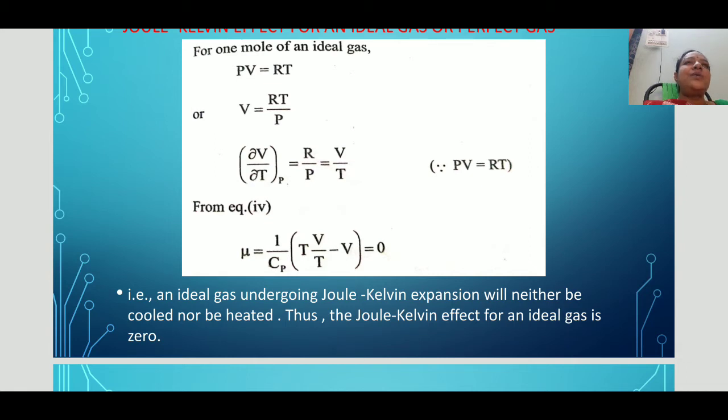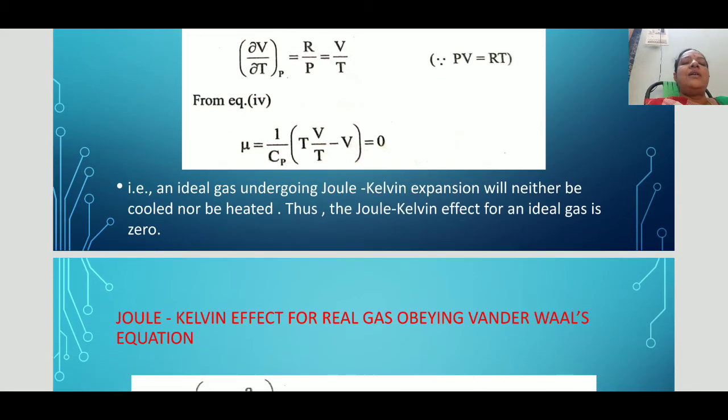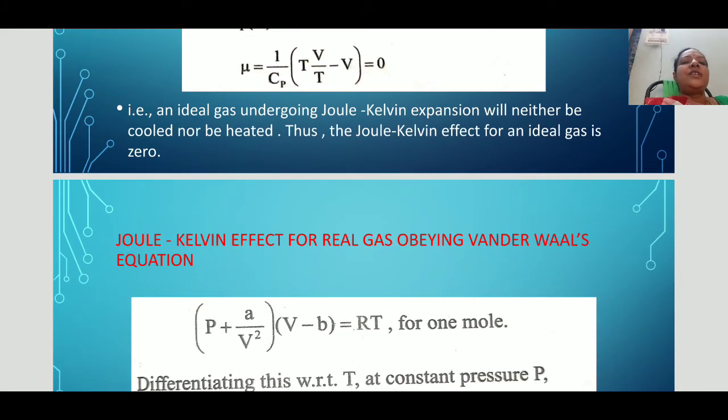When mu is equal to 0, what is the meaning? There is neither cooling effect nor heating effect. So that means when an ideal gas passes through the porous plug, it neither cools nor heats up. So the Joule Kelvin effect for an ideal gas is 0. That's why we call it ideal. Ideal means it neither cools nor heats up. So this is the Joule Kelvin effect of ideal gas.